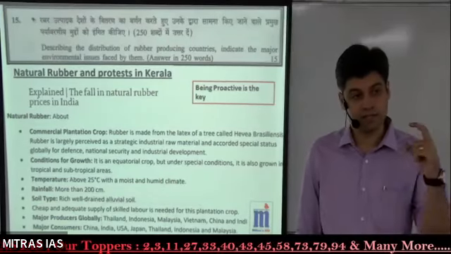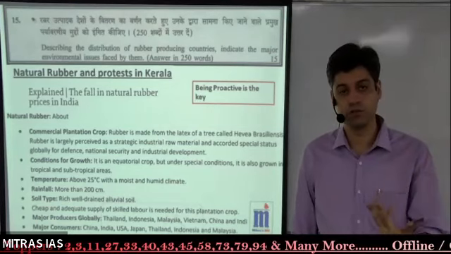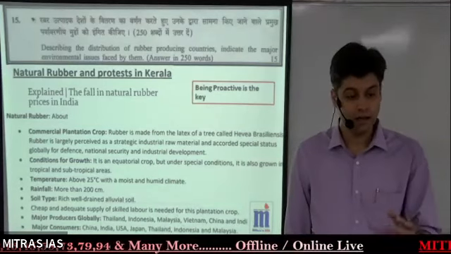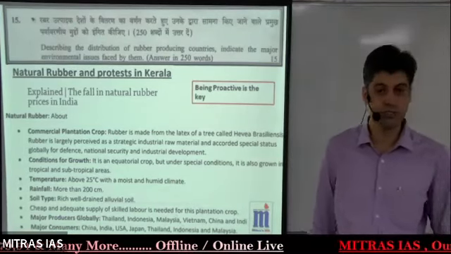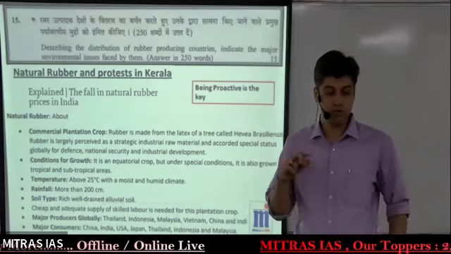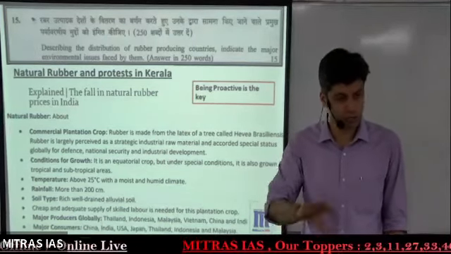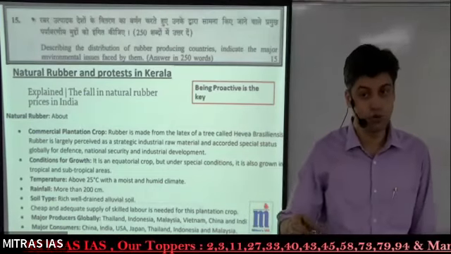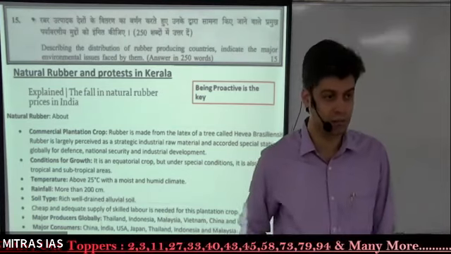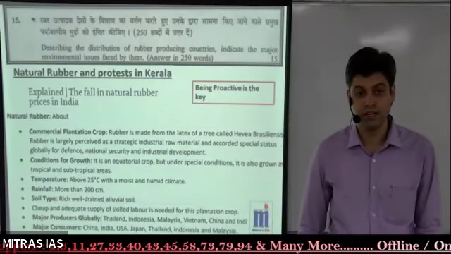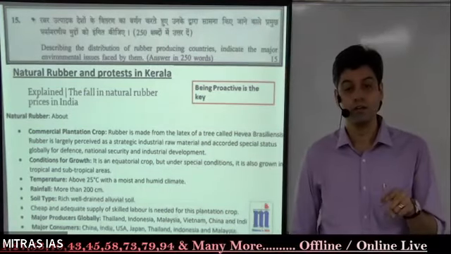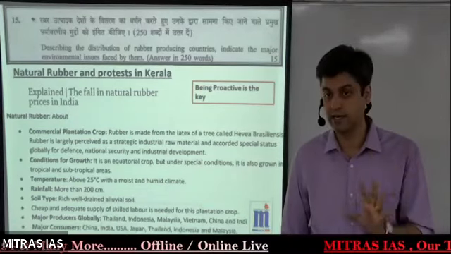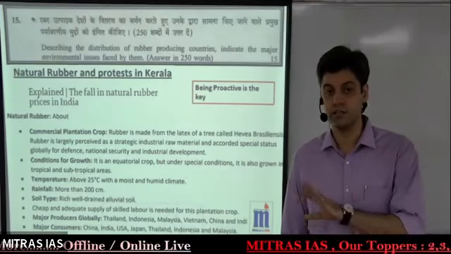And that is where, when this comes, ultimately you should go into the process of, okay, what is natural rubber, where in India, where in the world? And from here, it is a very interesting question. So it is also an interlinking question. From describing the distribution of rubber producing countries across the world, then indicate their environmental issues, not with respect to this industry, but overall environmental issues.